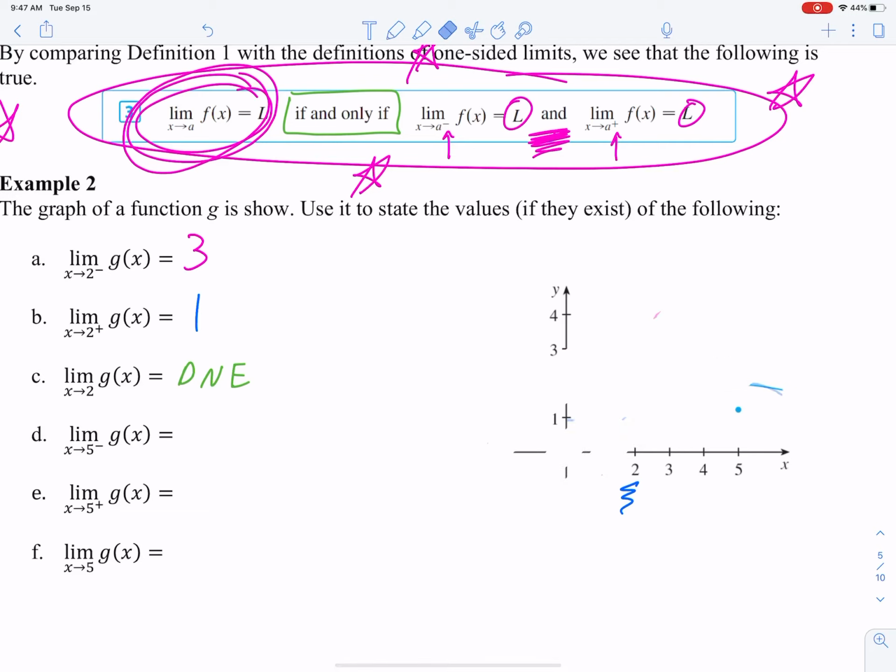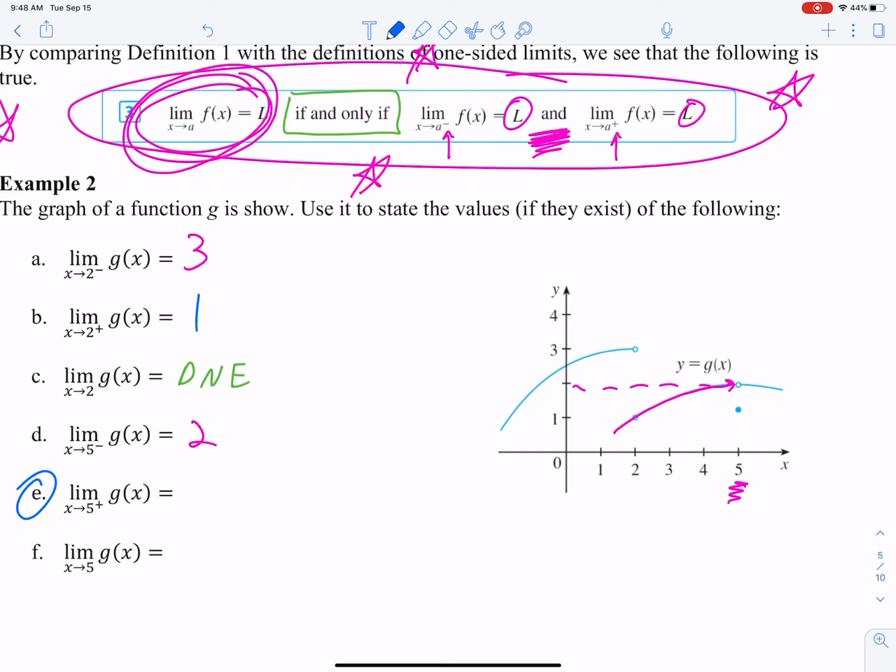So let's look at another example using the same graph here. Part D. The limit as x approaches 5, so here's x equals 5, from the left. We're going to follow the function from the left as x approaches 5. We can see the function value definitely approaching 2. Now as we approach 5 from the right, that's part E, follow the function from the right. Again, we see the function value is approaching 2.